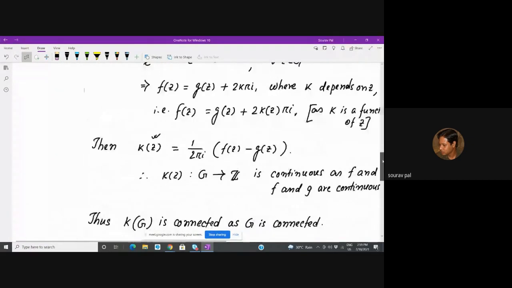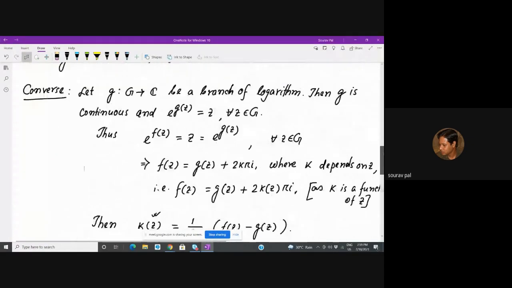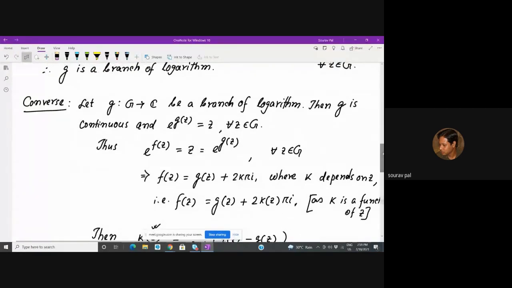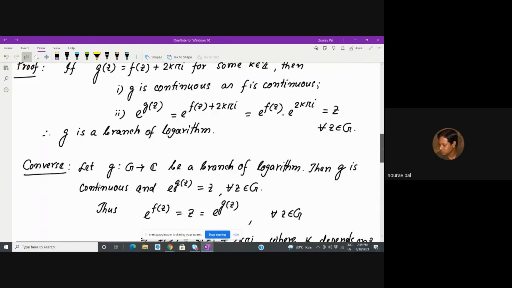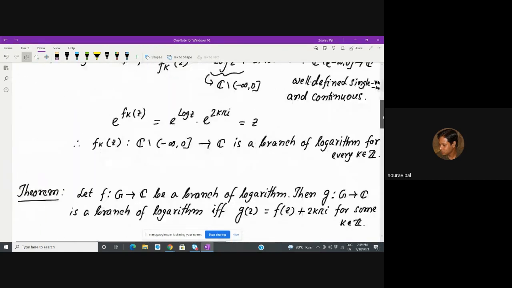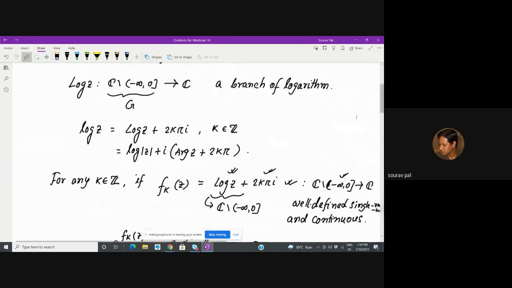What have we learned until now? We have learned that in any region, if we have one branch of logarithm, then in terms of that branch we can obtain all other branches of logarithm lying within that domain. As a particular example, if we have the principal logarithm, which is defined on C minus this half line, then we have all branches of logarithm in terms of this.